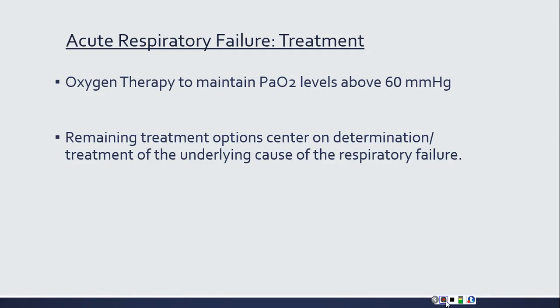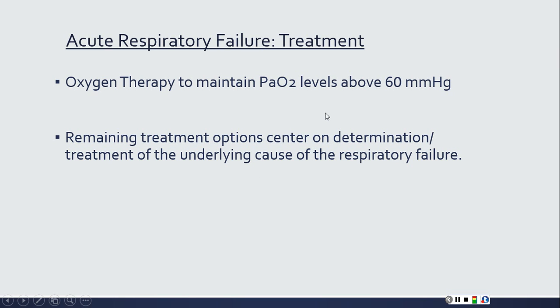All right, so continuing with acute respiratory failure, these are the treatment options. Pretty simple. Oxygen therapy to maintain PaO2 levels above 60. We want to maintain the oxygen levels in the blood at least greater than 60.